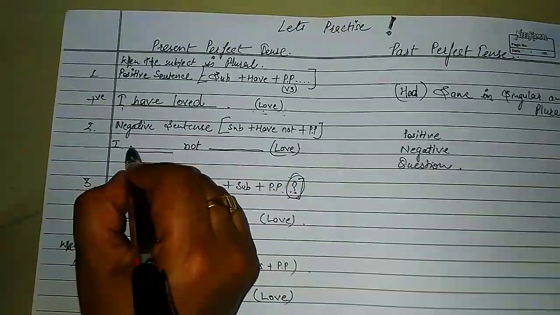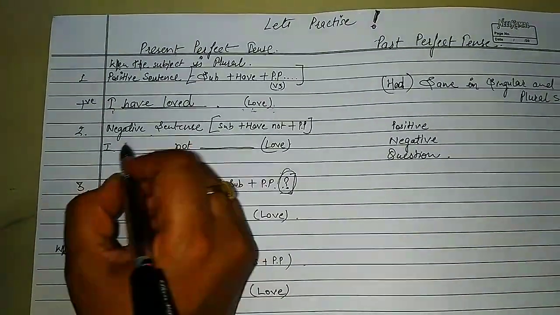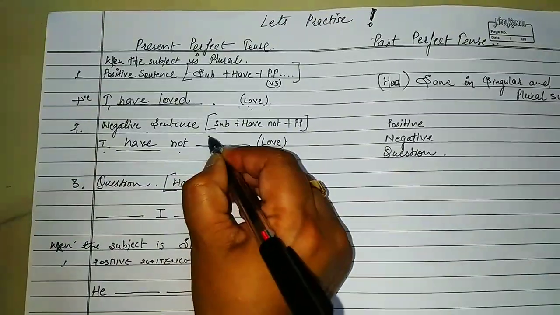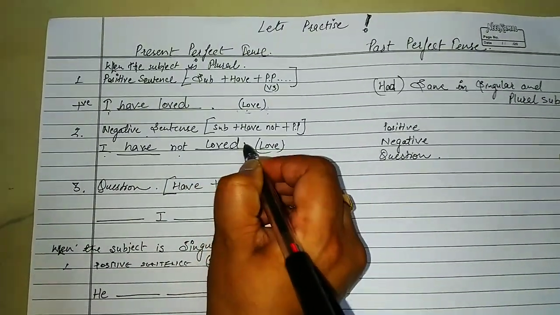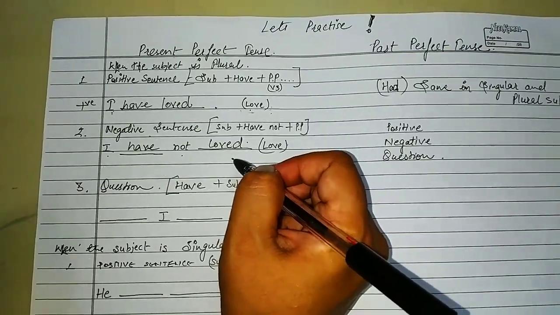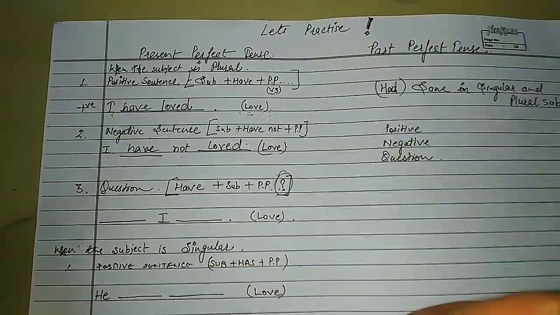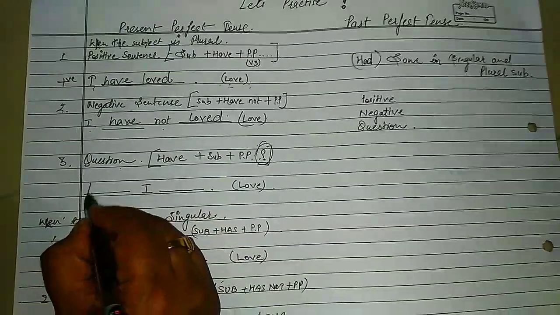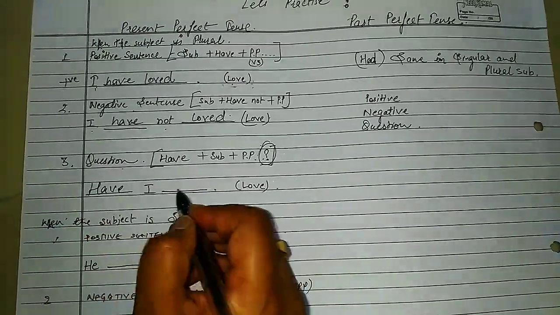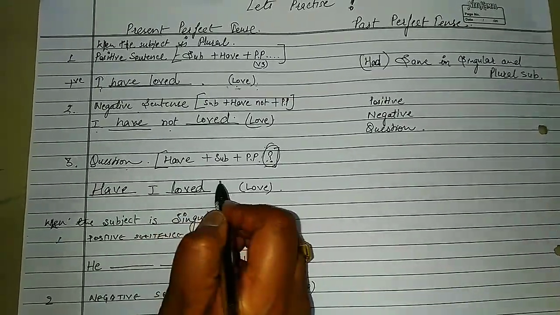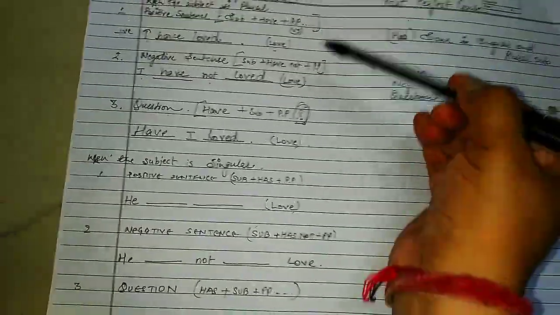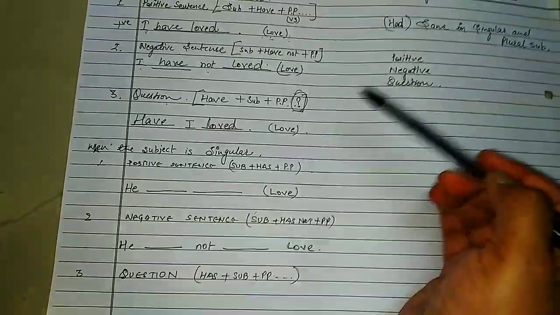And if we have a negative sentence, then I have not loved. मैं प्यार नहीं कर चुका हूँ. Okay, and if we make a question, then have I loved? क्या मैंने प्यार किया? क्या मैं प्यार कर चुका हूँ? Then why have I taken the same verb always? So that you will never get confused.